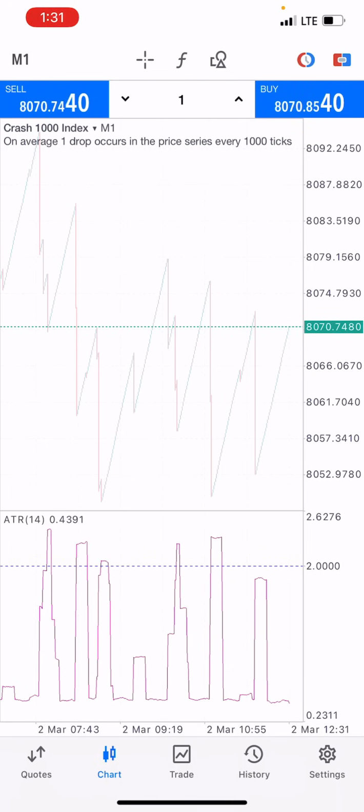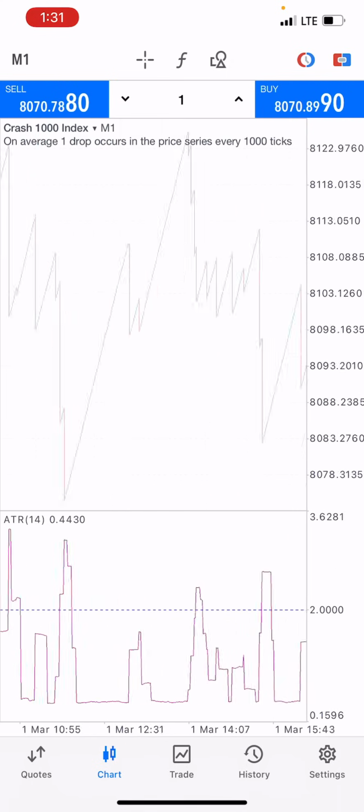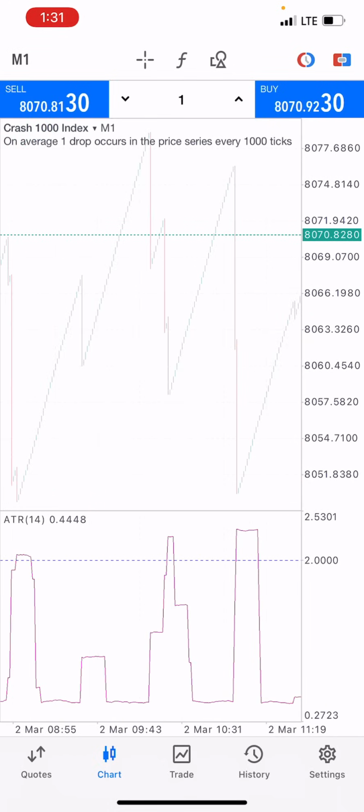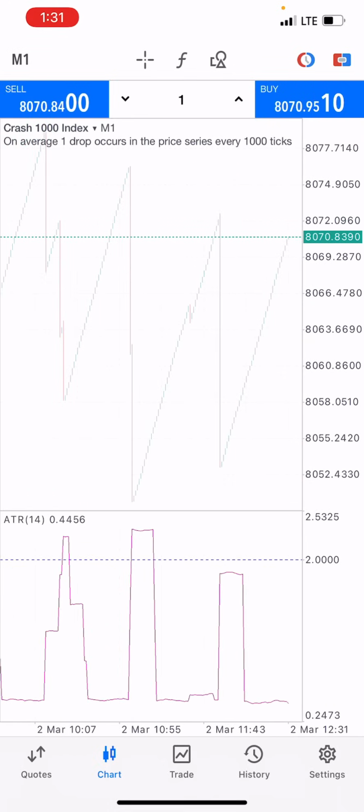So now, guys, how does this strategy work? How can you buy Crash 500 with this strategy? Look at it. First of all, I'll talk about the time frame. The strategy works only on the 1 minute time frame. As you can see, I'm using the 1 minute time frame now.